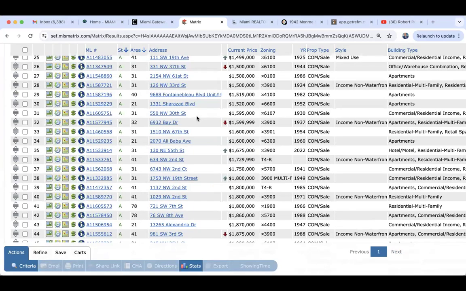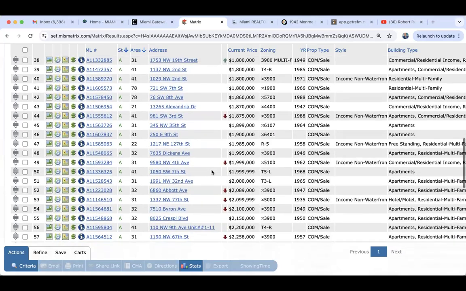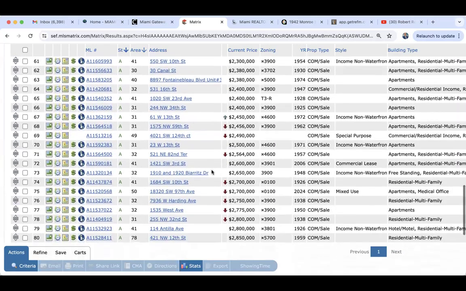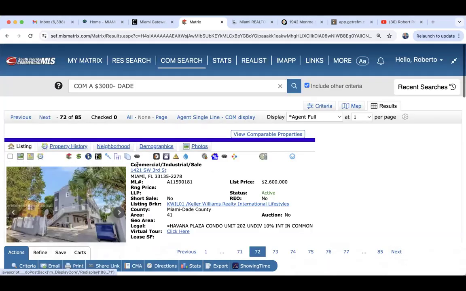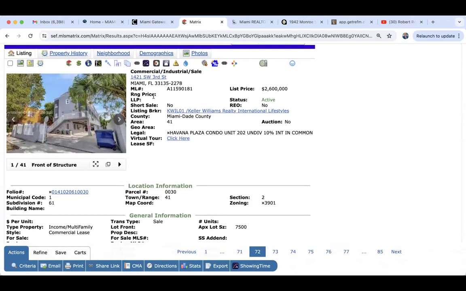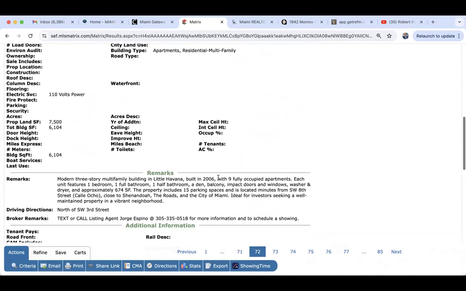So use the MLS to find those larger units, and that's going to be under commercial. You're going to place under commercial what location and what price range you desire, and go in and see what type of property. This is a larger unit here at 2.6. And let's take a look here. This is a 9-unit fully occupied apartment building.